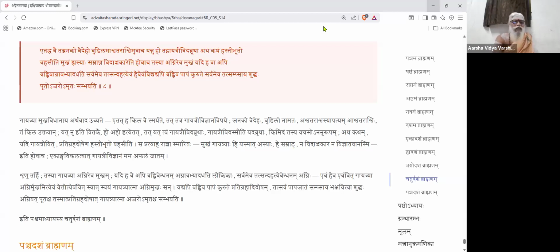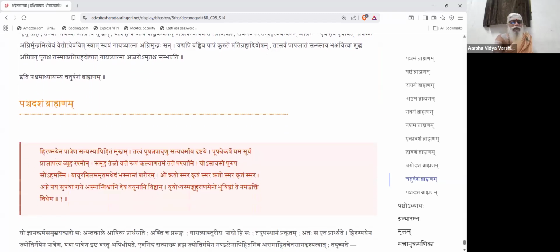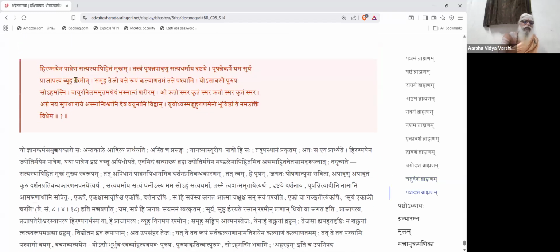So with this Panchamadhyayasya Chaturdasham Brahmanam is over. Correct? Iti Panchamadhyayasya Chaturdasham Brahmanam. Then one more Brahmana is there in this Panchamadhyaya, which is actually a repetition of the Ishavasya Upanishad mantras. Like the four mantras from there, they have picked and put it as one thing here. Correct? Hiranmayena patrena satyasyapihi mukham. Like that, see, Tattvam Pushan Napavrunu Satya Dharmaya Drishtaye Pushanye Karshe Yamasurya Prajapatya Vyuha Rashmin. All these things are from the Ishavasya.